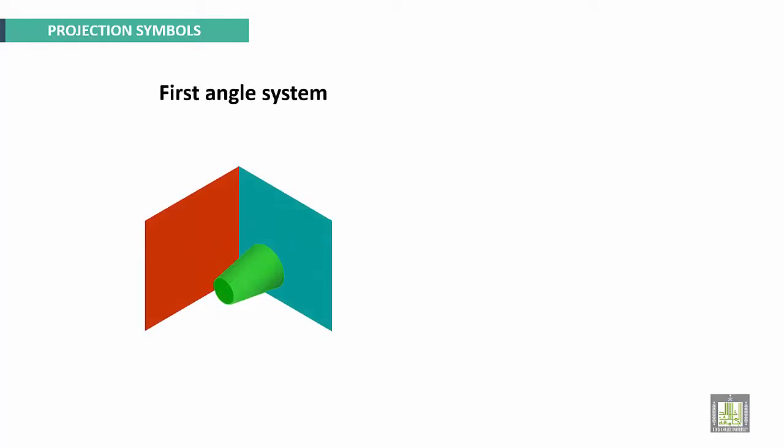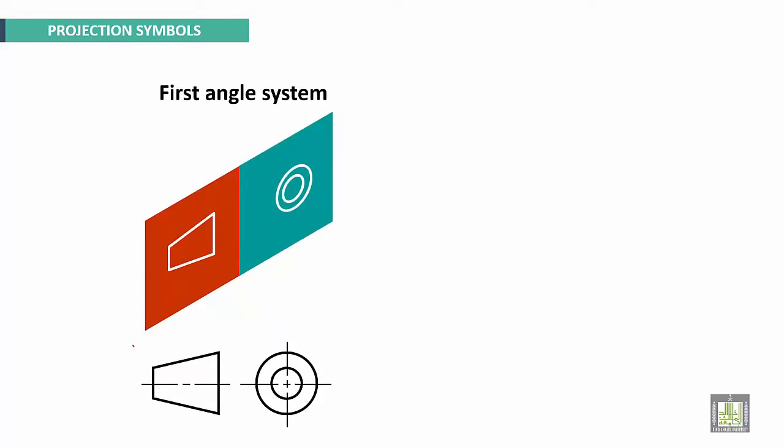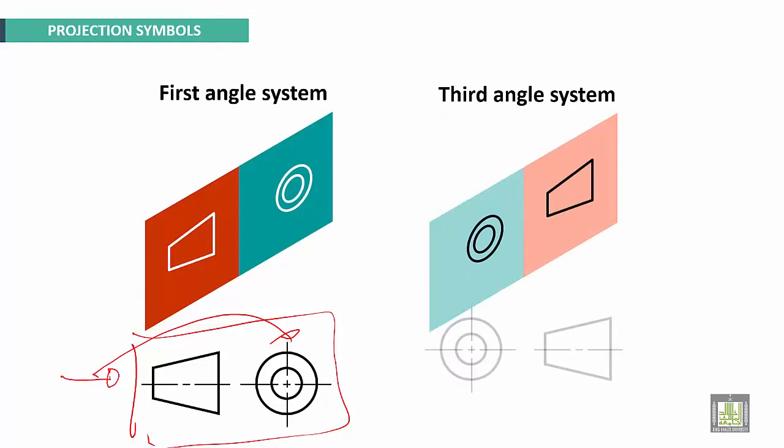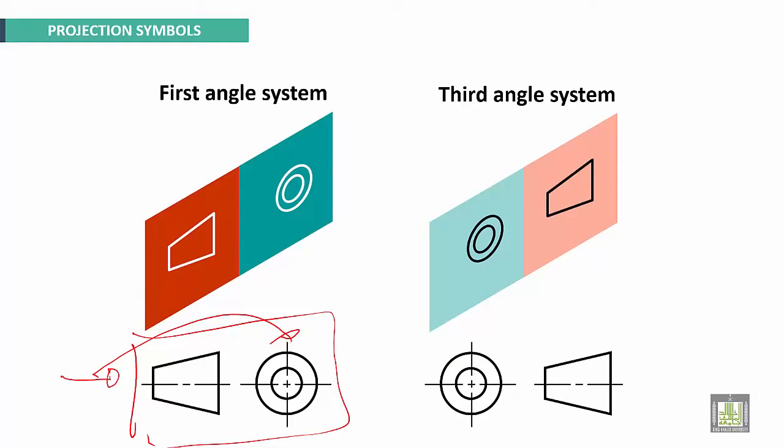Projection symbols. For the first angle system, symbol for both, the symbol will be a cone, but the projection is different. For the first angle, this is symbol. First angle, this is the left side view. We have to see from the left side and draw it in the right side. Okay, for the third angle system, this is the left side view. We have to see from the left side and draw it in the left side too.